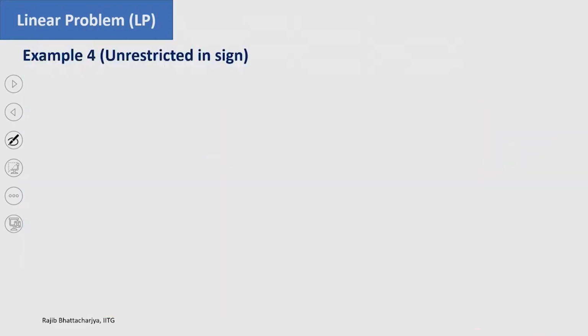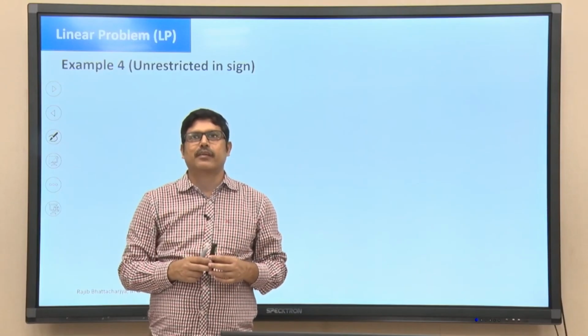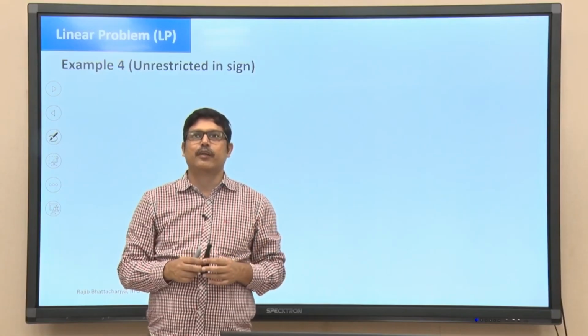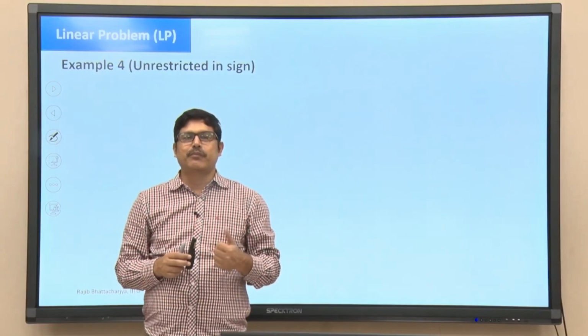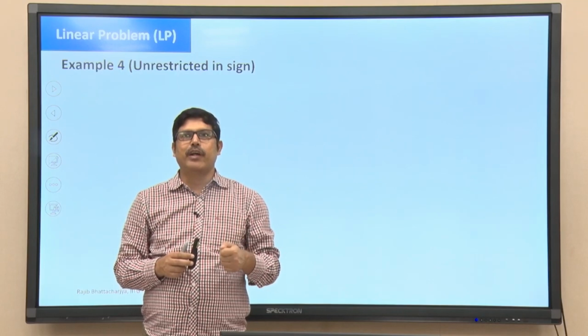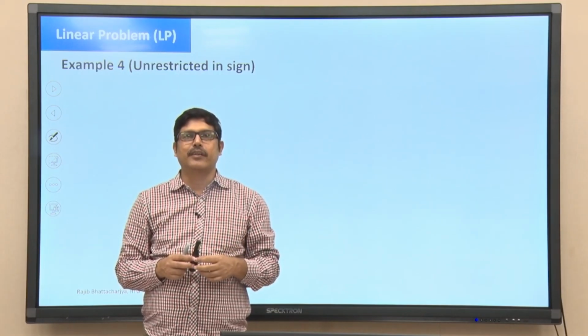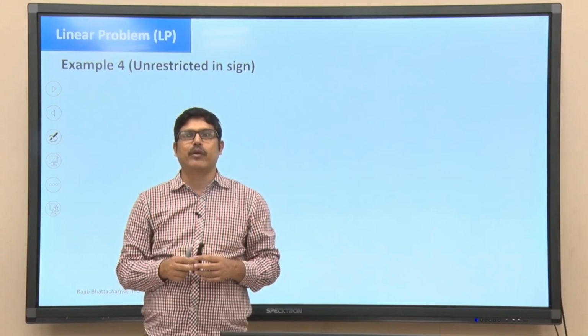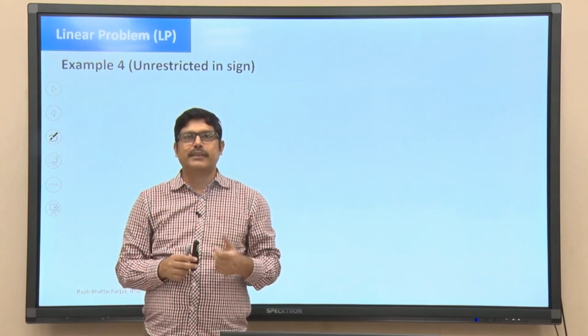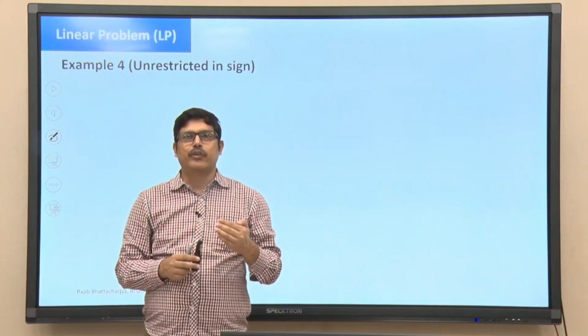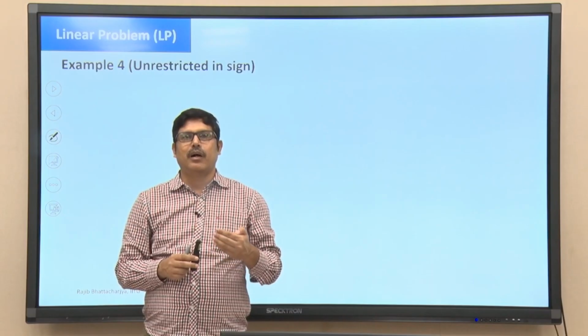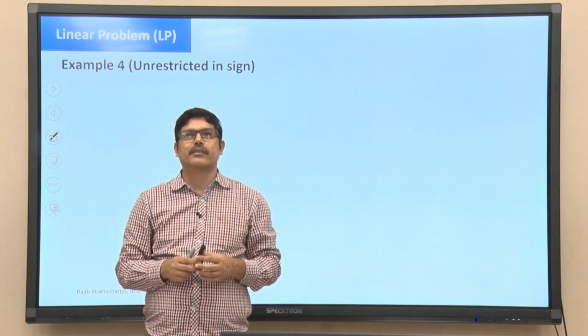Let us take another example problem, and the problem has a variable that is unrestricted in sign. So, in whatever problems we have discussed, all variables are positive. Okay. Sometimes what may happen is the variable value may be negative, that means unrestricted in sign. So, it can take a negative value also. Let us see an example problem with a variable that is unrestricted in sign.